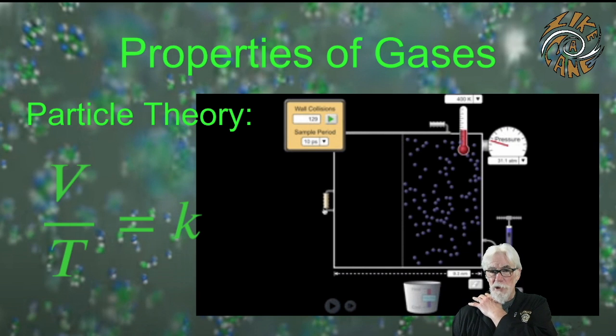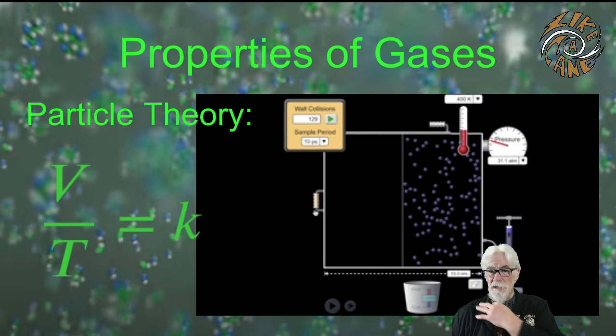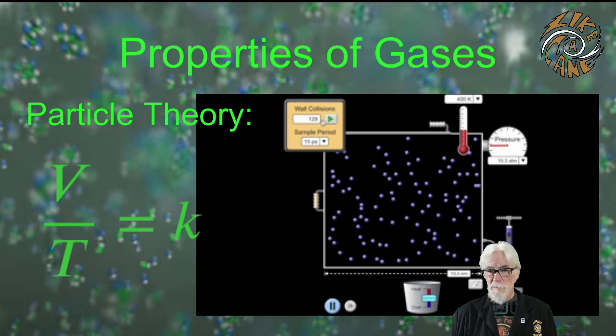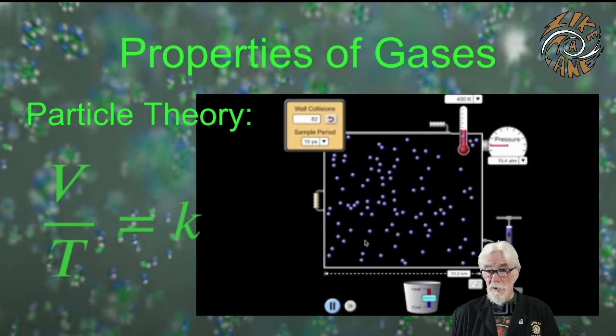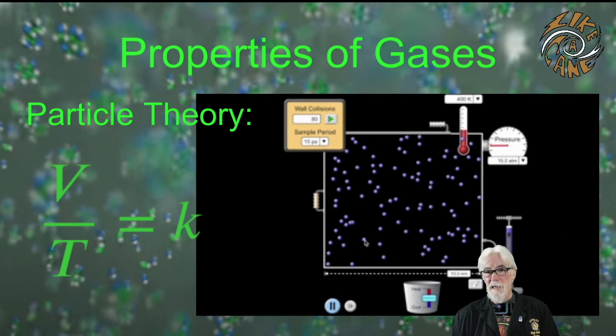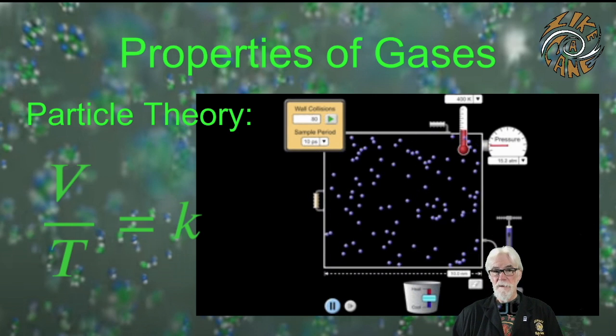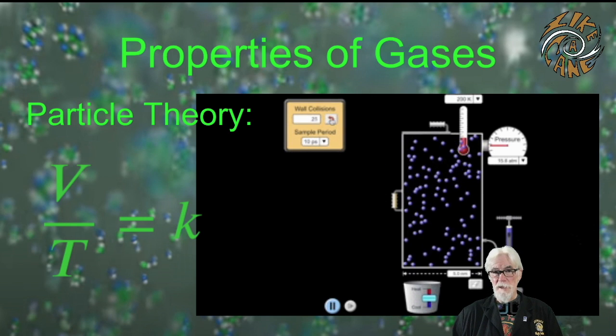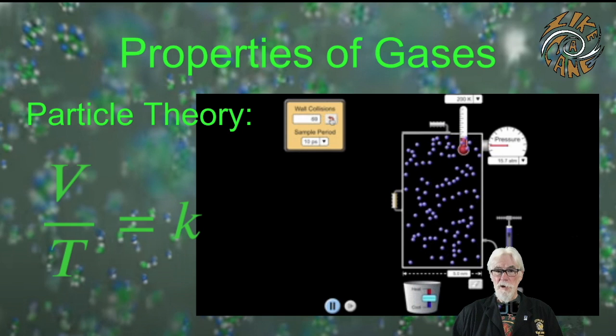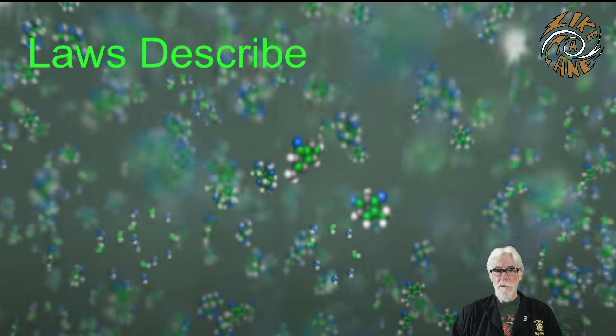The only way I can get the pressure to go back down is to increase the volume to give the particles more space so they don't collide with each other as often. By doubling the volume, I'm able to get the pressure to go back down to about 15 or so. And the collisions drop to about what they used to be. So that's the particle explanation.